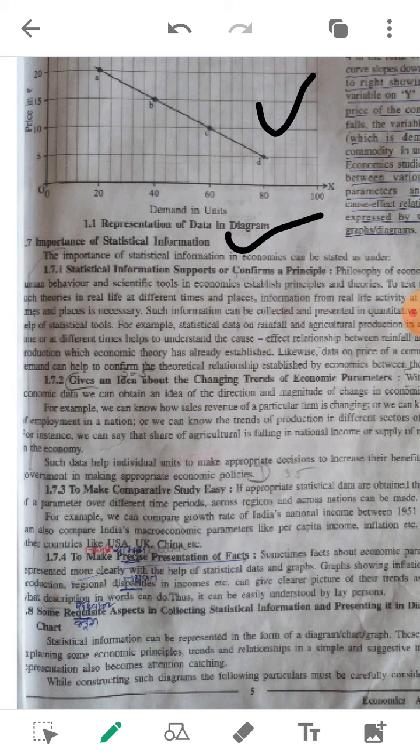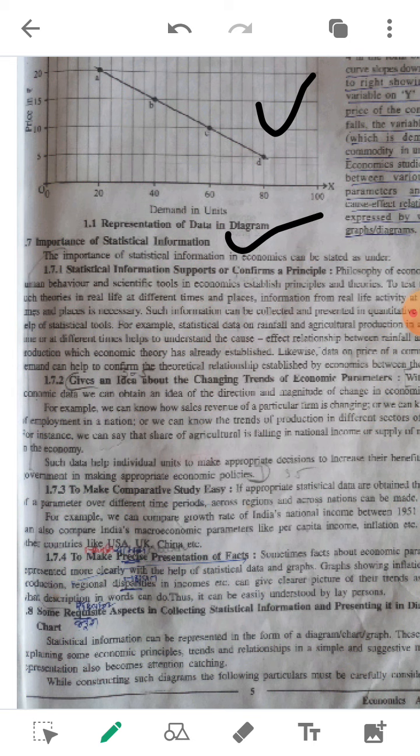To test the validity of such theories in real life at different times and places, information on real-life activity at such different times and places is necessary. Such information can be collected and presented in quantitative terms with the help of statistical tools. For example, statistical data on rainfall and agriculture production in a region at one time or at different times helps to understand the cause-effect relationship between rainfall and agriculture production, which economic theory has already established.